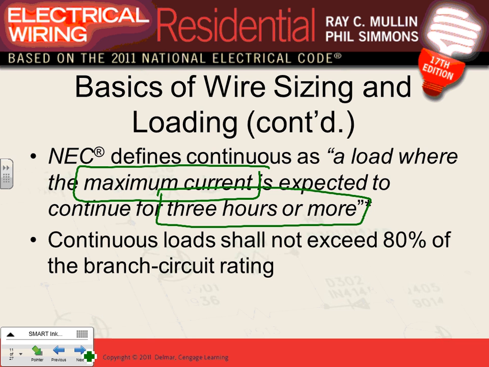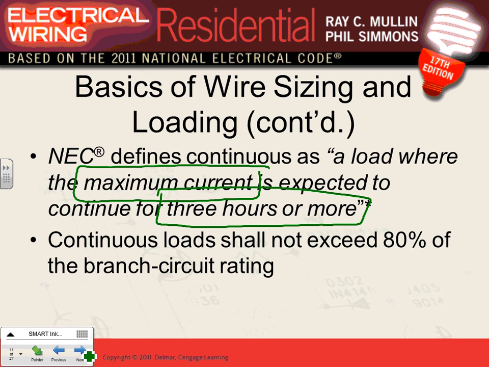The most maximum current. So if I have a machine that can consume 10 amps, and it runs for 3 hours, but it runs at 5 amps, that's not a continuous load. If I have a machine that takes 10 amps, full rated amps, and it runs for 2.5 hours, it's not a continuous load. The question would be, who cares if it's a continuous load or not? If it's a continuous load, 2 very important things have to happen.